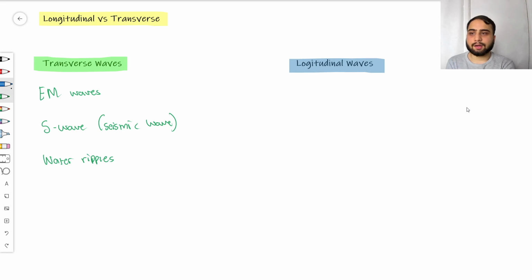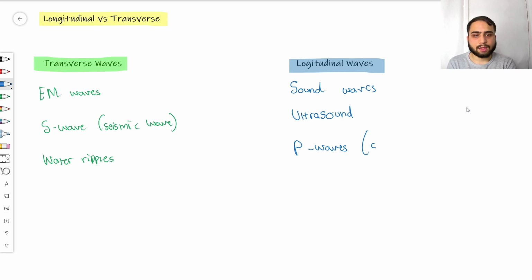Now, examples of longitudinal waves cover sound waves. Also, we have ultrasound, which is extremely high frequencies of sound. And also, we have another type of seismic wave, which is called P waves, the P standing for primary. So these are your examples for transverse and longitudinal waves.